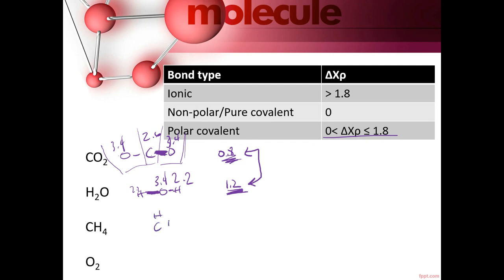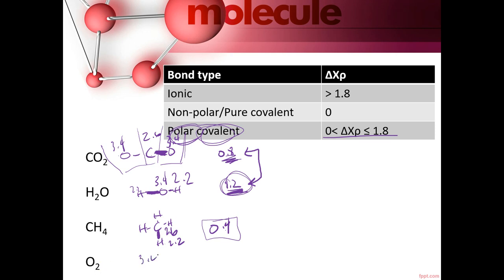CH4, let's do another one. CH, 4 H's. Again, I only care about the difference per bond. Carbon is still 2.6. Hydrogen is 2.2. The difference is 0.4. Still polar, but just a tiny little bit polar. So polar covalent are not all the same. We can have very polar or we can have just barely polar. They're not all the same.